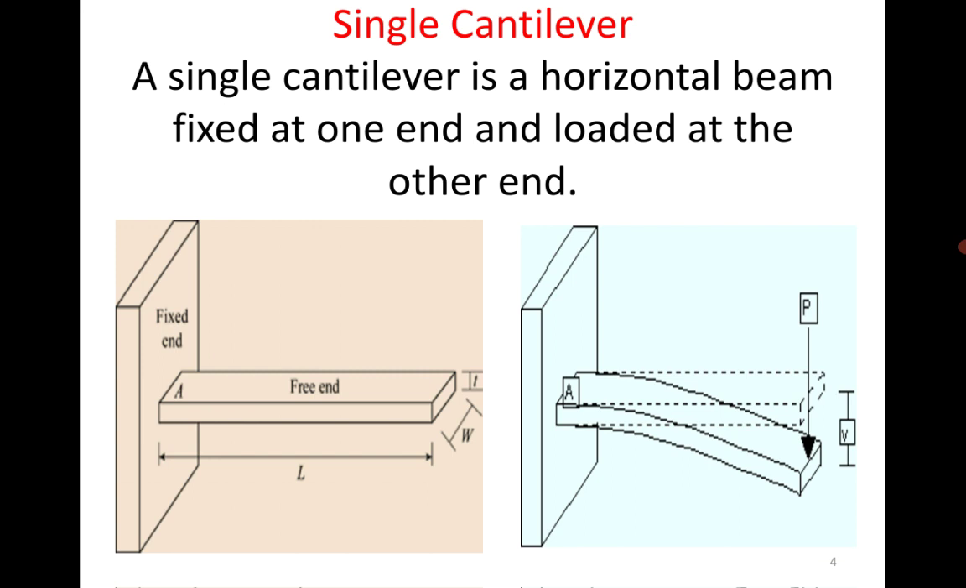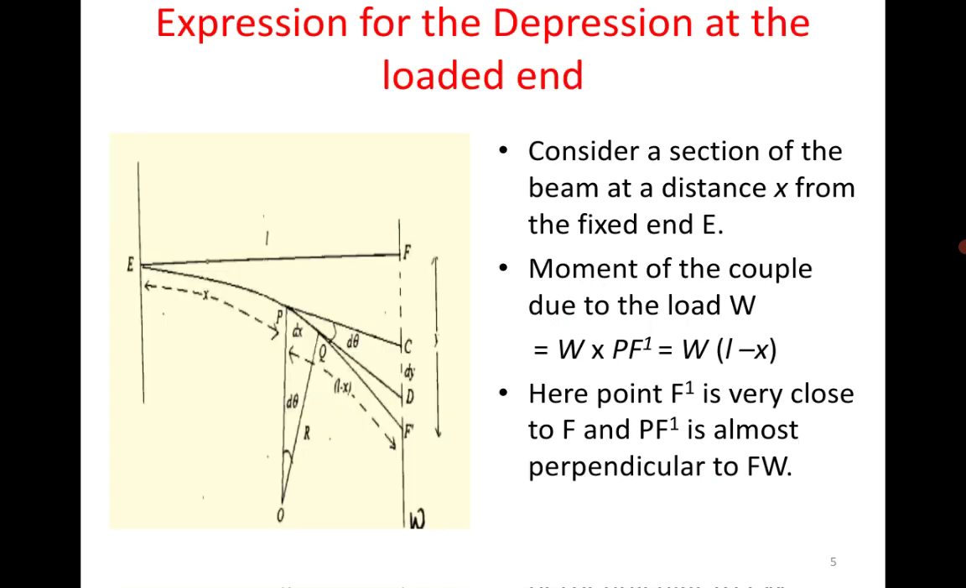A single cantilever is a horizontal beam fixed at one end and loaded at the other end. If we load the other end, then the depression of the loaded end takes place. Now we will discuss the expression for the depression at the loaded end.